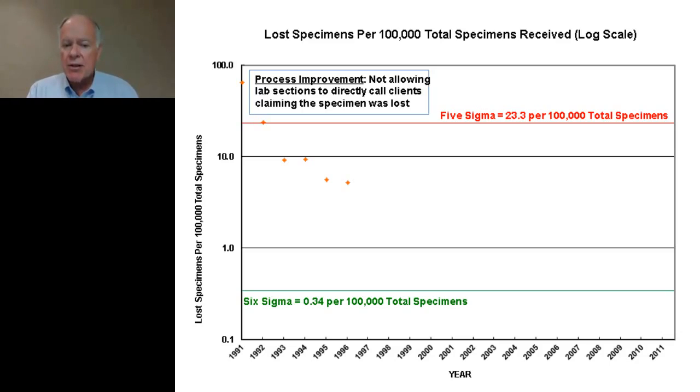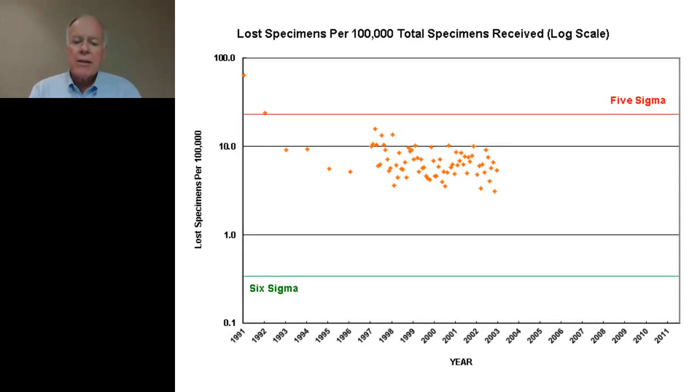And we set up a process which required this to be reviewed before the client would be called. And so this process of not letting that call go out directly, but doing a review and a search for the specimen, we eliminated many of those phone calls, and that's where you see this decline and improvement in the rate of lost specimens. So then, shown on this chart is a whole group of monthly versus previously annual figures. These are monthly measures of lost specimens per 100,000 total specimens, extending from about 1998 to 2003, so adding on to the previous chart.